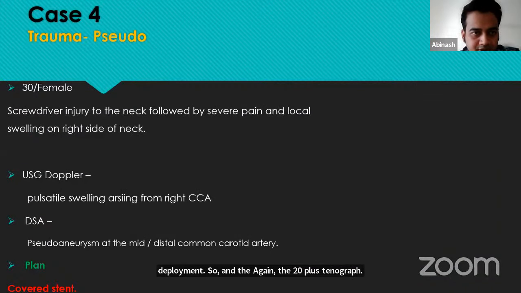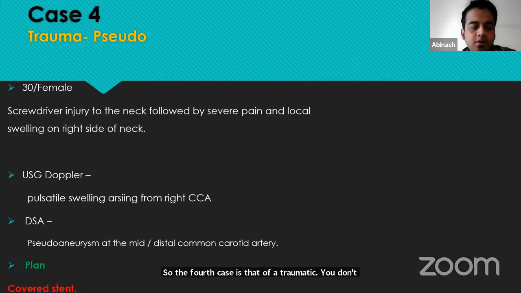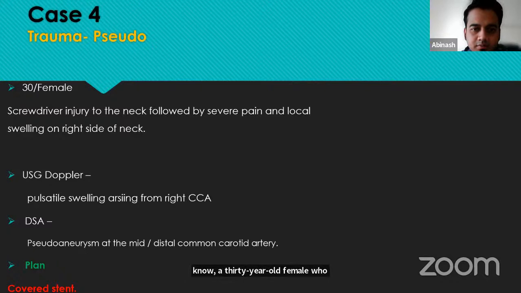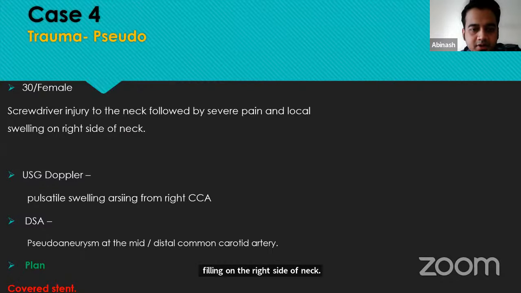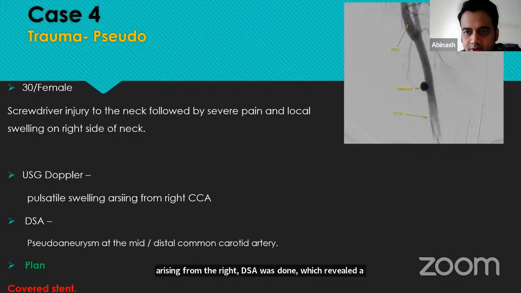So the fourth case is a traumatic pseudoaneurysm, a 30-year-old female who presented with screwdriver injury to the neck, followed by severe pain and local swelling on the right side of neck. So USG Doppler was done, which revealed a pulsatile swelling arising from the right common carotid artery. DSA was done, which revealed a pseudoaneurysm in the mid to distal common carotid artery. So that is the aneurysm.